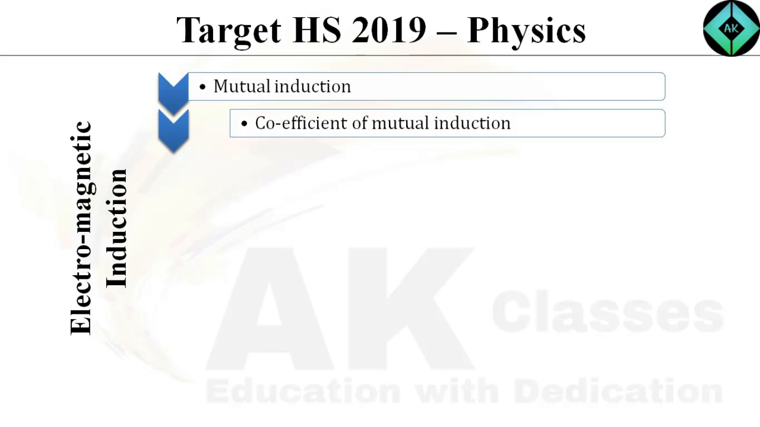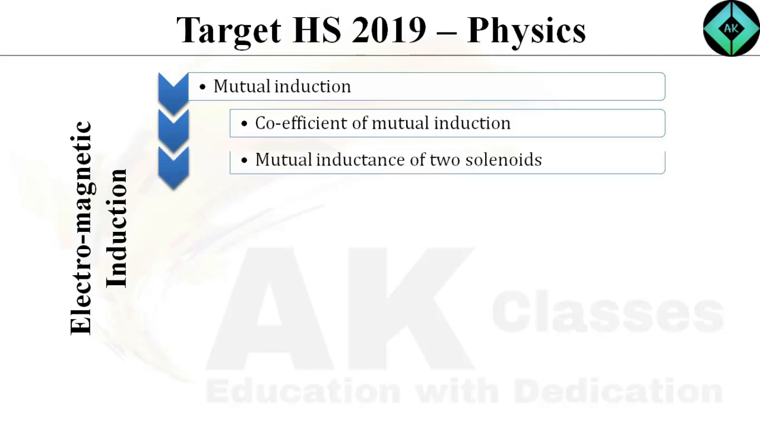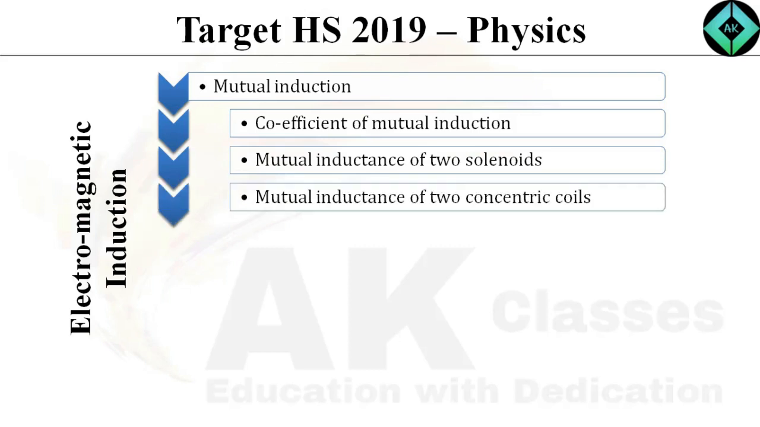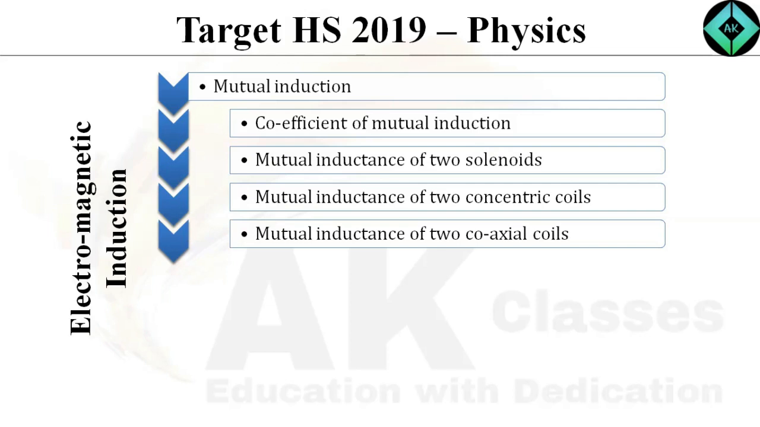In this topic, get your concepts clear on the role played by the primary coil for the generation of EMF in the secondary. Then you may be asked to derive mutual induction of 2 solenoids, 2 concentric coils and 2 coaxial coils. Do not make any confusion between concentric and coaxial as they are 2 different entities.